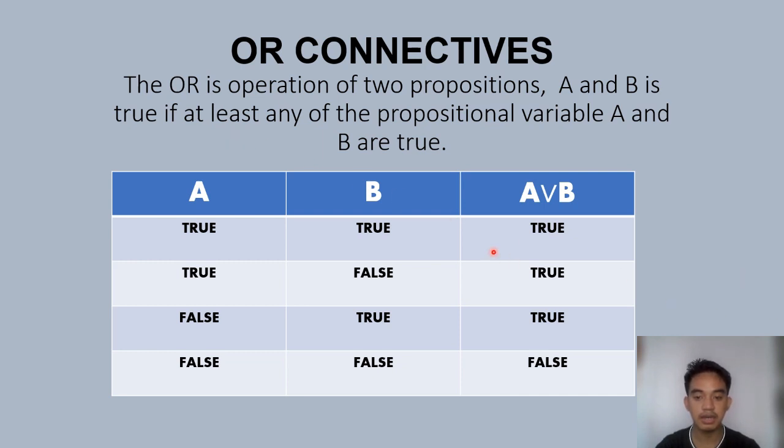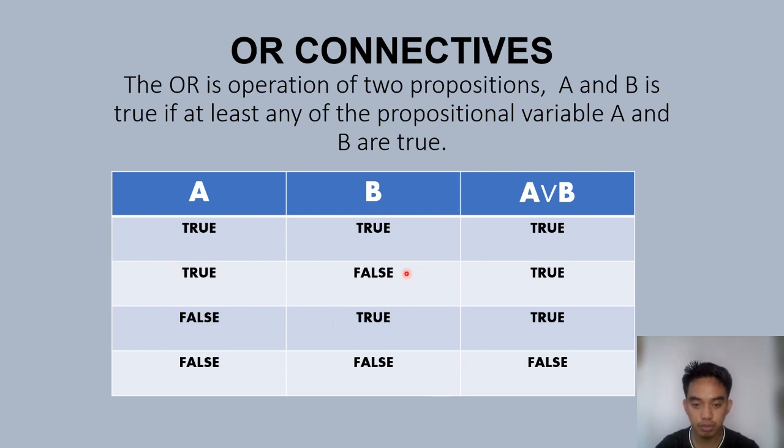Let's see the example table of the OR connective. We have propositions A and B. Under the A proposition, the propositional values are true, true, false, false, while under B they are true, false, true, false. Then as we can see, the propositional value of both propositions when we use the OR connective is as follows.